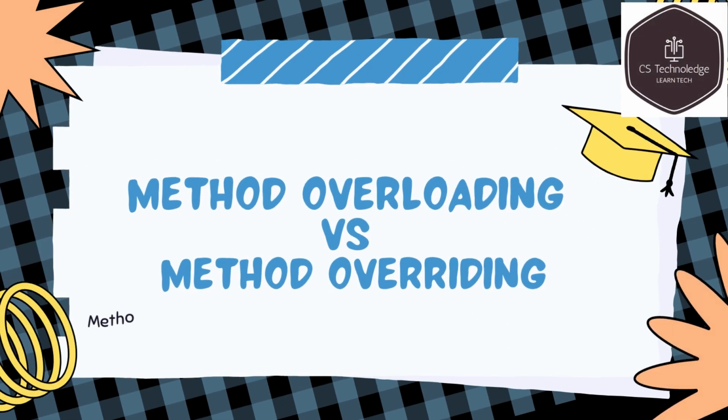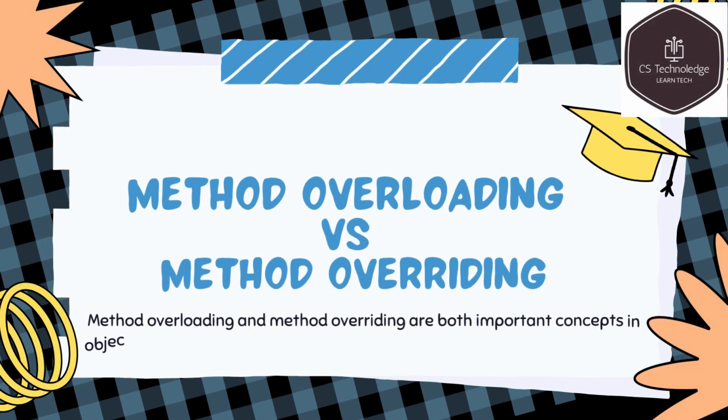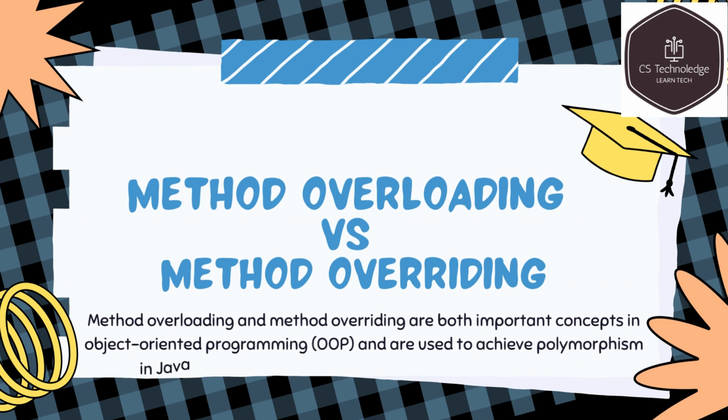Method overloading and method overriding are both important concepts in object-oriented programming and are used to achieve polymorphism in Java. However, they have different purposes and behaviors.